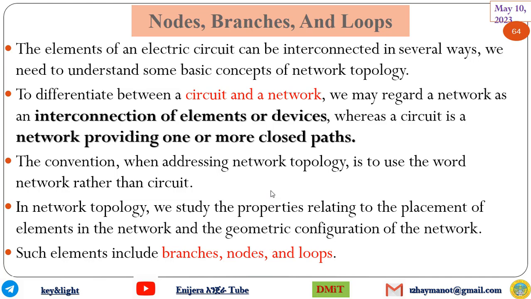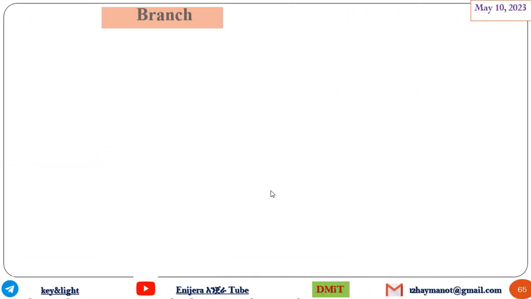Either series, neither series nor parallel, geometric configuration of the network. Such elements include branches, nodes, and loops. So what's a branch?